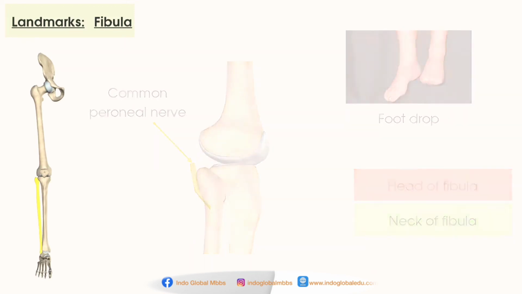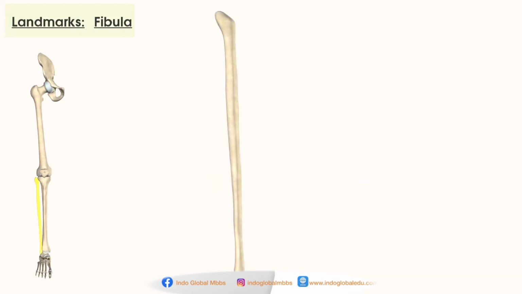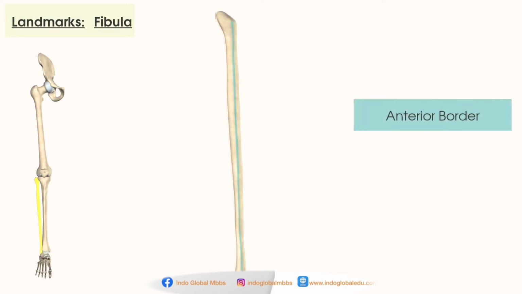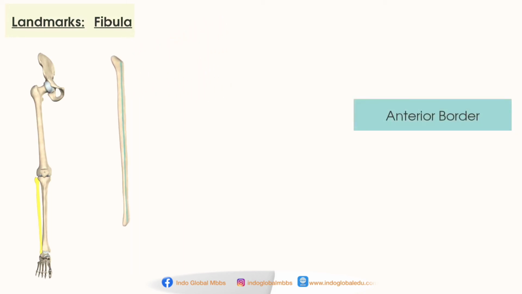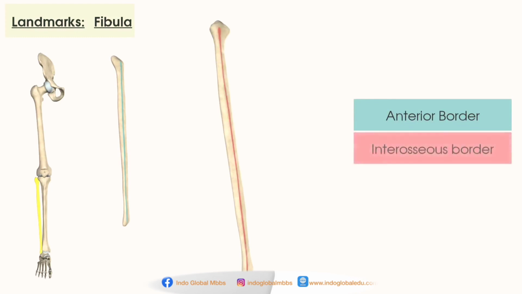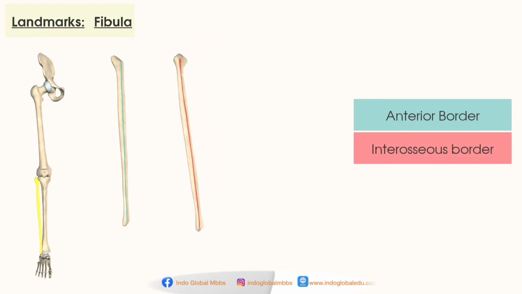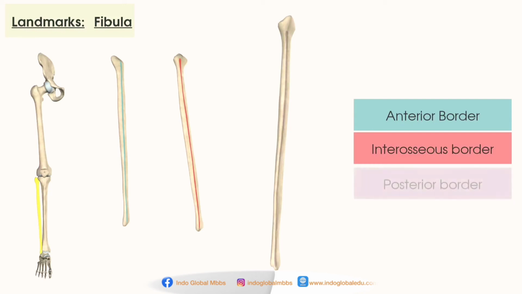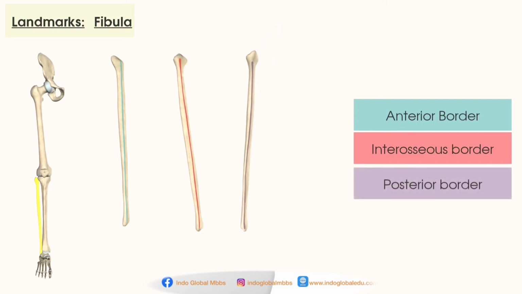Then the fibula, similarly to the tibia, has 3 borders on the shaft. It has an anterior border, an interosseous border, and a posterior border.